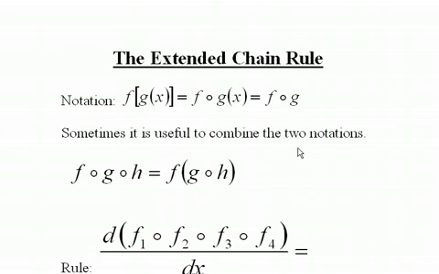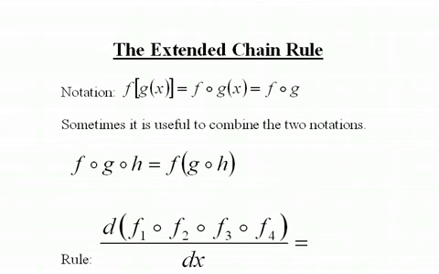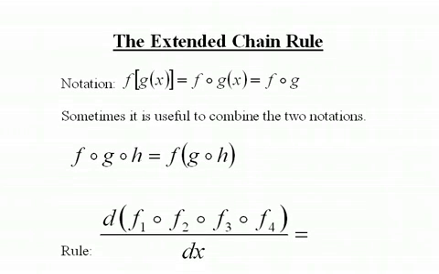Sometimes it's useful to combine the two notations, that is f of g of h could be f using this first notation with g of h using this second notation. It all means the same thing, however. And this notation, combining the two, is very useful for explaining the extended chain rule. Now we're not going to extend this on into infinity, we're just going to do 4, and once you see how it's done with 4, then it's done the same way with 5, 6, or any number.